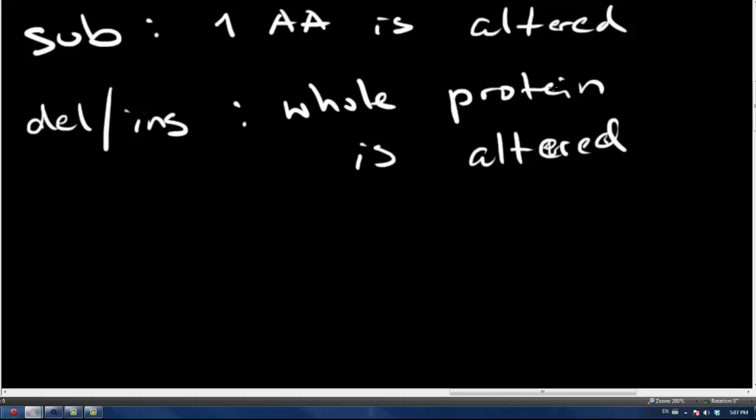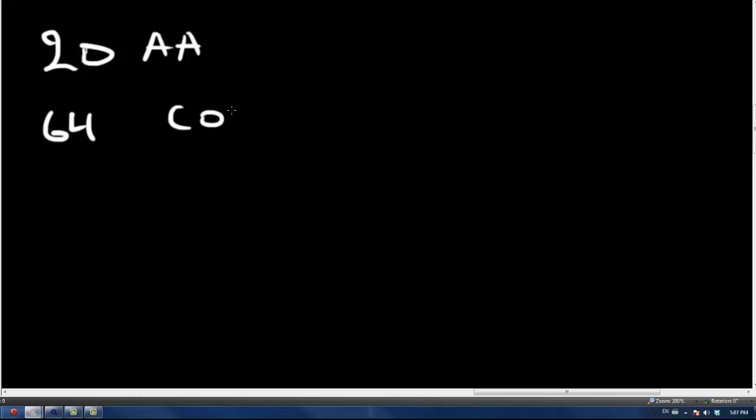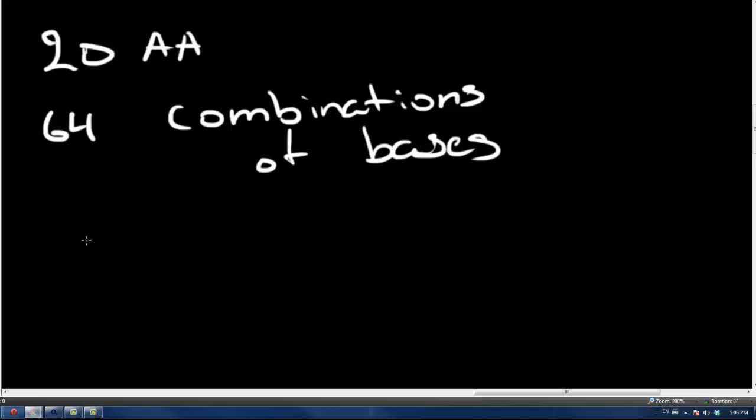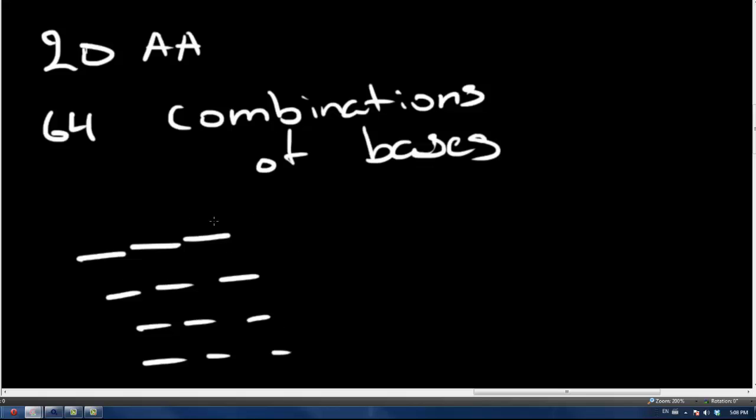Now, before you start thinking, oh, well, if proteins are being altered, these mutations must be really, really rare. That's not necessarily the case. It's just that not every mutation is harmful. On the other hand, not every mutation is beneficial. And this is because we have 20 amino acids. All the amino acids that we know of are 20 different kinds, whereas there are 64 combinations of bases, right? If one codon has three bases and we have four different kinds of bases, if you write out all the different sequences, there are 64.